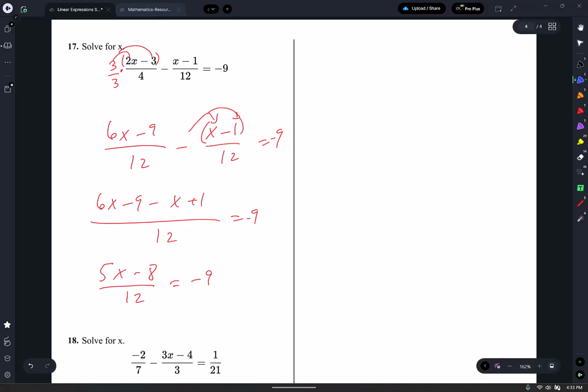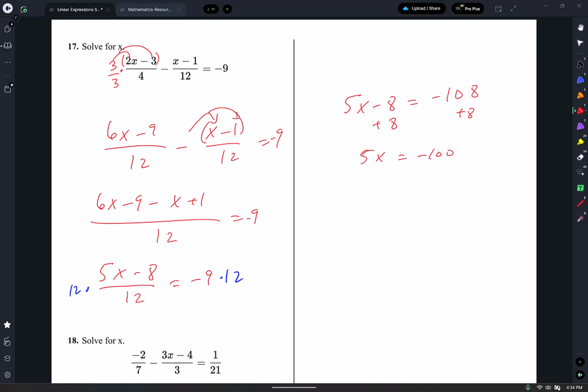Next, I'm going to get rid of that 12 in the bottom. So I'm going to go times 12 times 12. So I have 5x minus 8 equals, what's 12 times 9? Is that 108? Yes. Negative 108. I knew 11 times 9 is 99 and just add another 9. All right. Plus 8 plus 8. 5x equals negative 100. And then divide both sides by 5. X equals, is that 20? Negative 20.